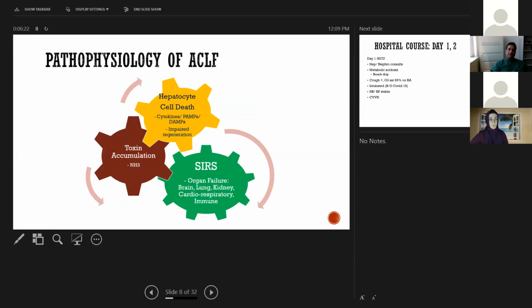Now, the pathophysiology of ACLF is a vicious cycle which starts with hepatocyte cell death. So again, here you can see that the balance between hepatocyte death and regeneration is lost. So there is impaired regeneration, which actually causes this systemic inflammatory response syndrome that results in organ failure and toxin accumulation. And this cycle perpetuates, worsening the ACLF and the grades of ACLF, leading to poor outcomes.